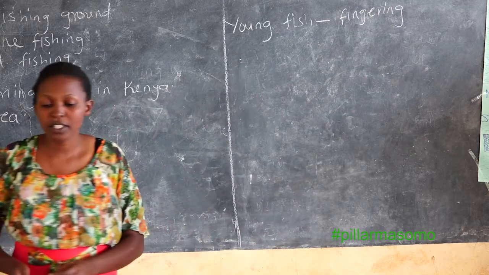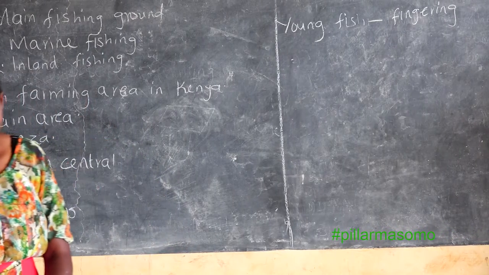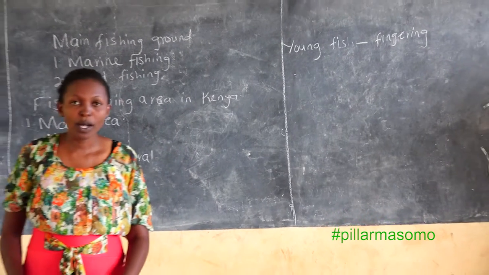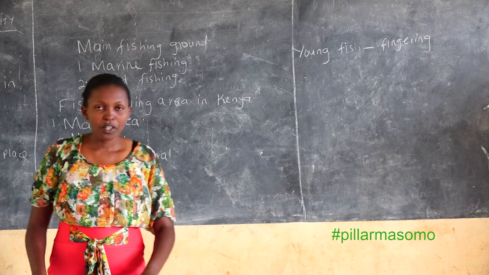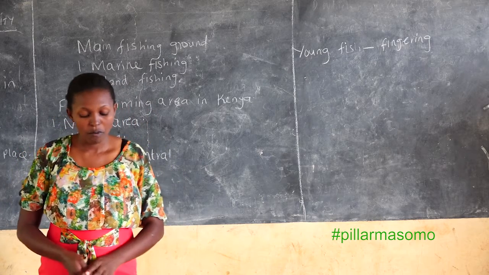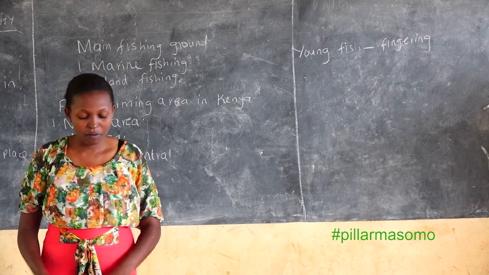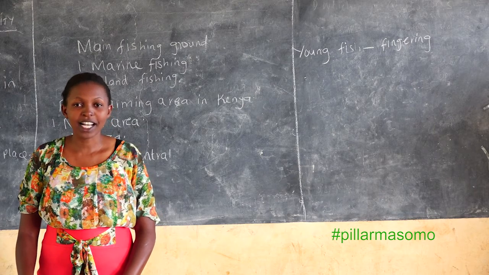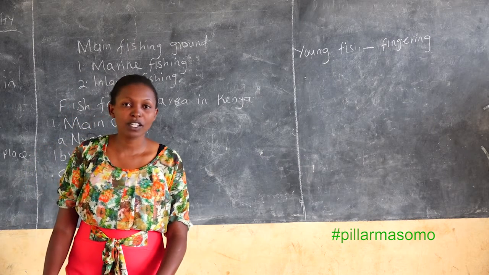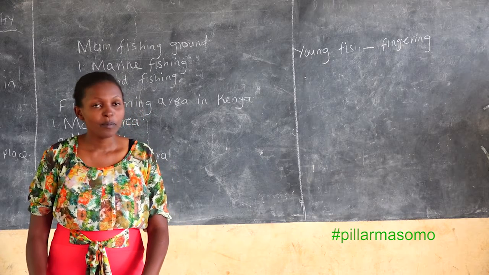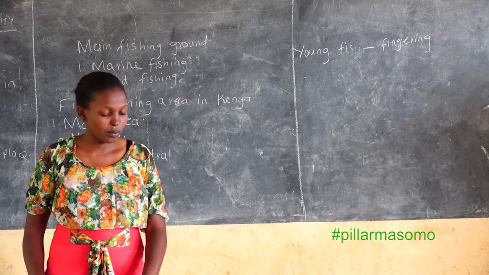We have the young fish. The young fish, we refer to them as fingerlings. And where can we get these fingerlings? Fingerlings are bought from fish hatcheries in fish farming, such as Sagana, Baobab. So we have Baobab, we have Kibos, Homa Bay, and also Kegonga.